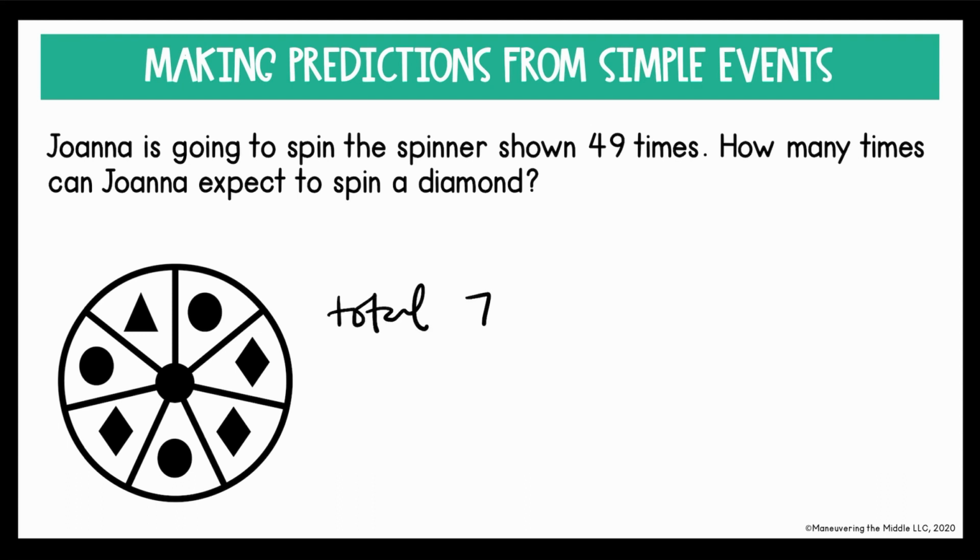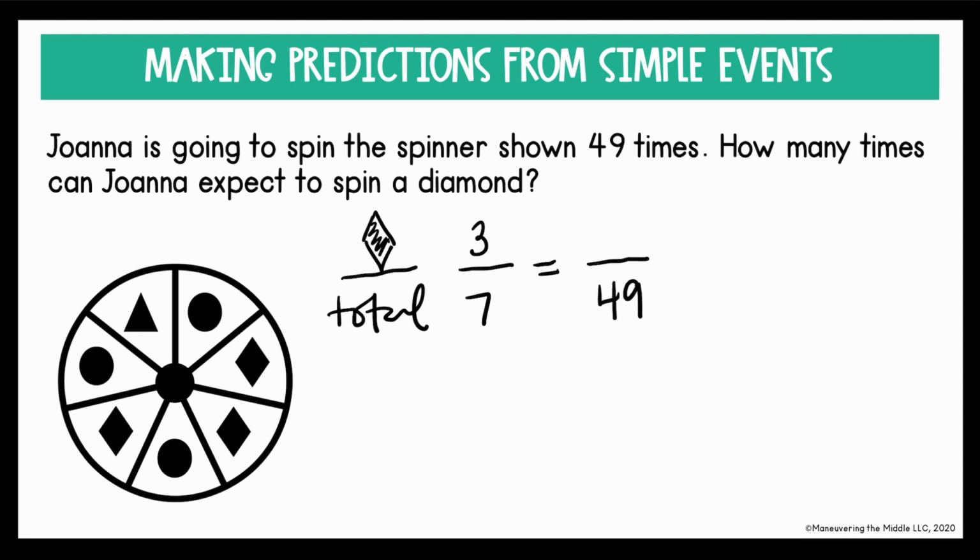Now it wants to know specifically about diamonds. So here are my diamonds out of total. So I know that I'm going to have 3 out of 7. And that represents the probability that Joanna would spin a diamond. But the question actually wants to know if she spun the spinner 49 times, how many times would she do that? So just like the 7 represents the total number of outcomes, it's basically saying to predict if the total number of outcomes was 49.